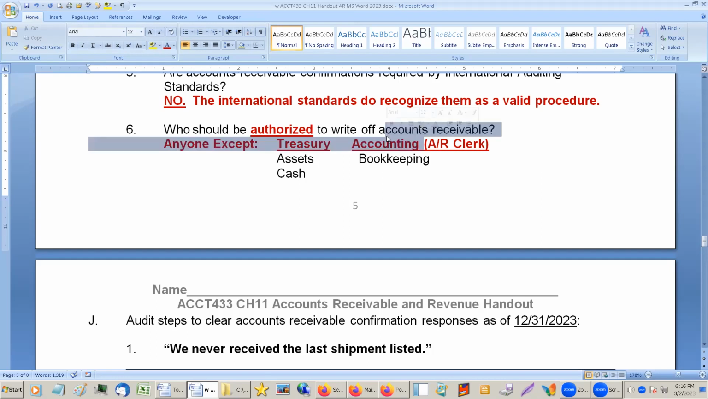Because if that could happen, you could have all kinds of things happen with the books, where they would have the authorization as well as the bookkeeping, or as well as the cash. You could have a treasury department keep the check, or whatever comes in, and then write off the account, just put the money in their pocket.